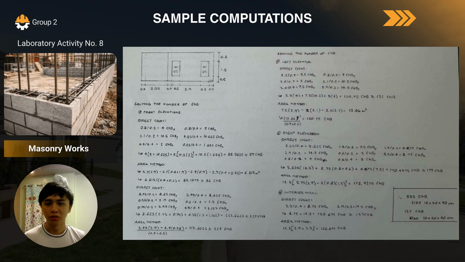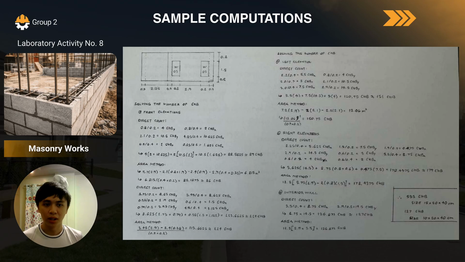So let us direct our eyes to the left side of this image at the front elevations. Here you can see that there are two methods being used, the direct count method and the area method. You'll see that throughout the computation for the elevations, the answers for both methods will be just the same. So in the end, we have one unanimous decision for both methods overall. So let's start. For front elevations, we have a direct count and area method. You can see that we do it twice for each method because our computations for front elevations were divided into two parts.